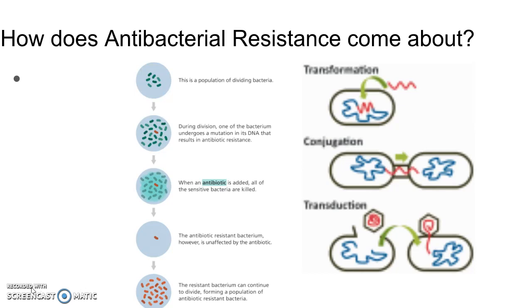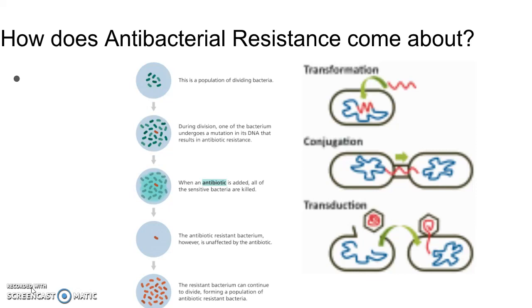Bacteria can transfer drug-resistant genes by horizontal transfer, which can occur by transformation, conjugation, or transduction, and by mutations in the DNA. Transformation is when the bacteria takes in foreign DNA. Conjugation is when bacteria directly transfers genes to another cell. And transduction is when bacterial viruses move genes from one cell to another.